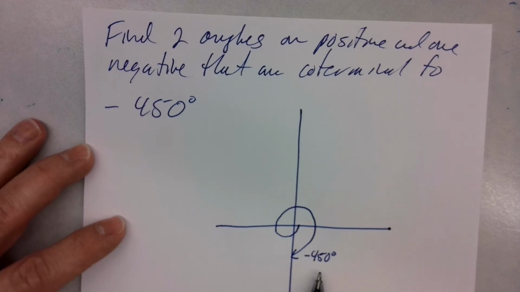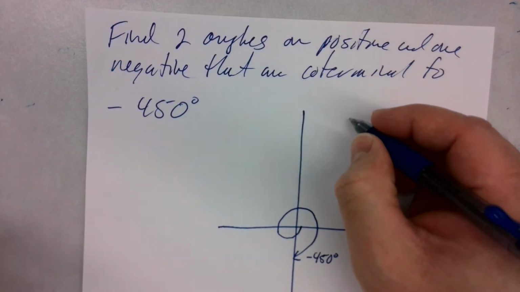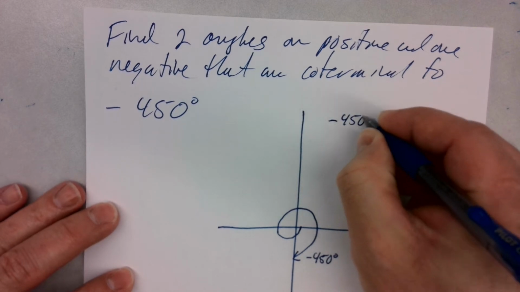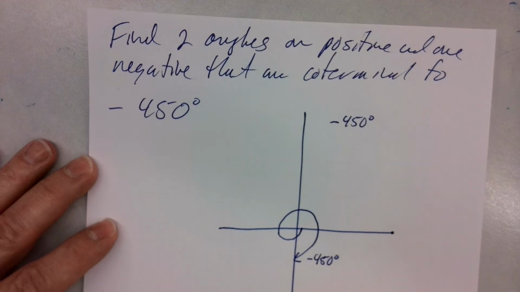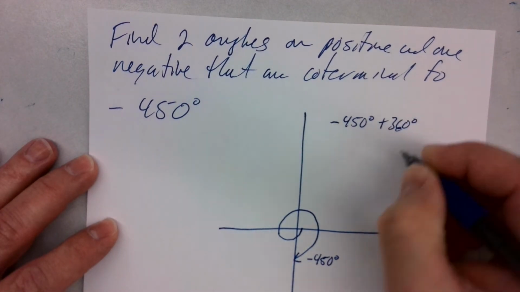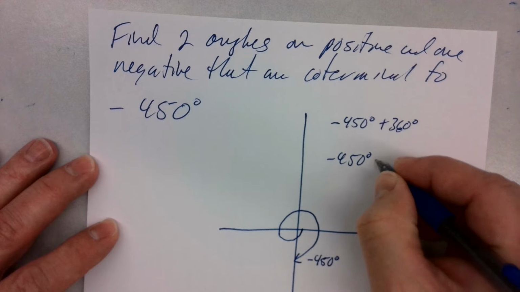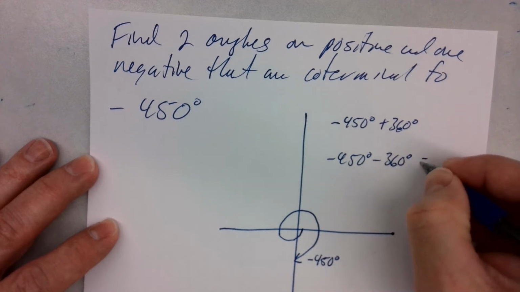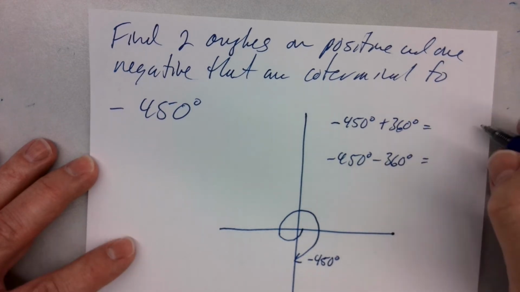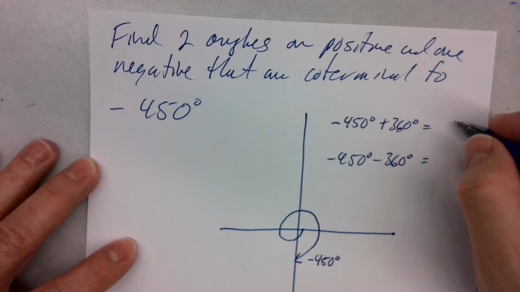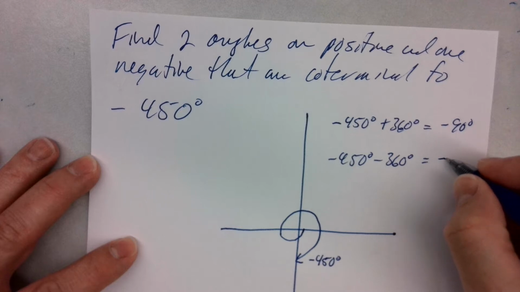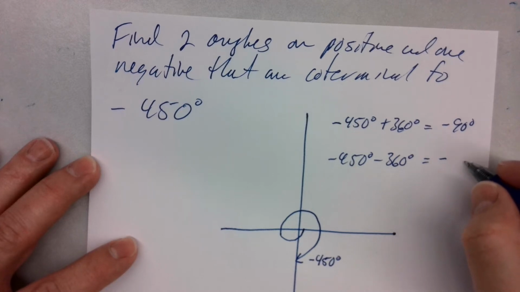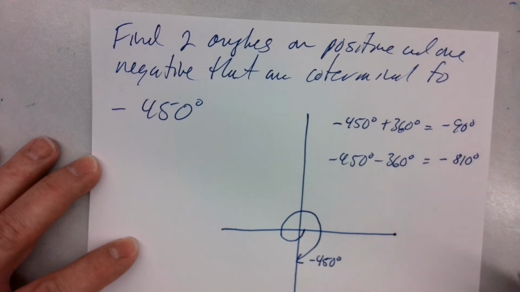So let's say I want to do it like Stager suggests. What would I do with this? Just like we did last time, I'm going to take my angle, negative 450, and add and subtract 360. I'm going to add 360 there, and I'm going to subtract 360 from negative 450. And what are my two answers? That's negative 90, and this is negative 810.